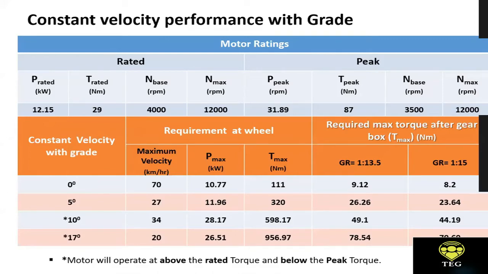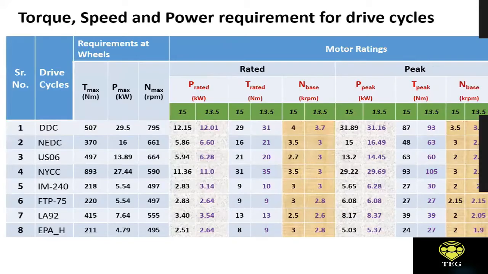And if we have the other gear ratio, or rather we should go to this table here, so we would know very well. So from here we see that if we have a higher gear ratio like 1 is to 15, then the rated torque that the machine has to produce is just 29 Newton meter. But if we have a lower gear ratio of 1 is to 15, then the motor has to produce a rated torque of 31 Newton meter. So let's keep these values in mind, okay, 29 and 31.